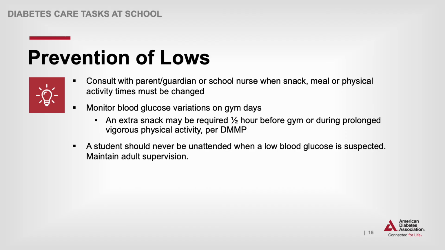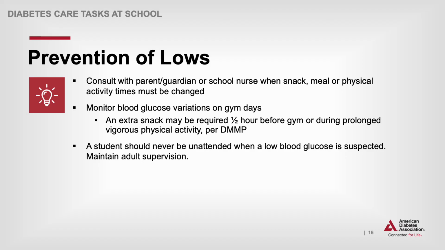Changes in the timing of snacks, meals, or physical activity should only be made after consulting with a parent, guardian, or a healthcare provider. Monitor blood glucose variations on gym days. Pack an extra snack for the student, and an extra snack may be required a half hour before gym or during prolonged vigorous physical activity per the student's DMMP. A student should never be alone when low blood glucose is suspected.